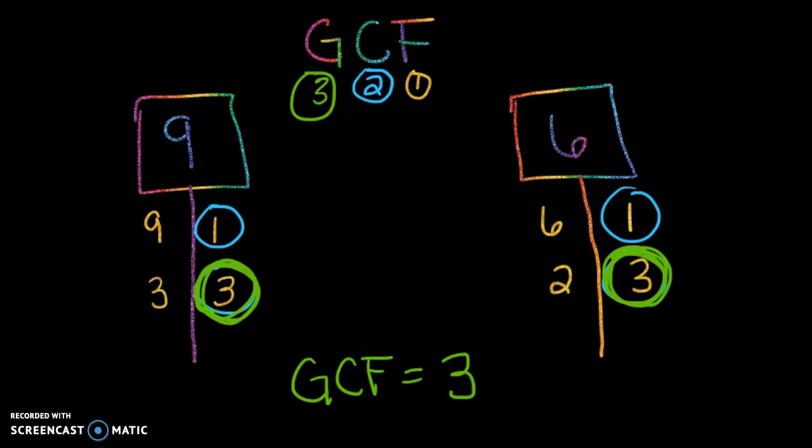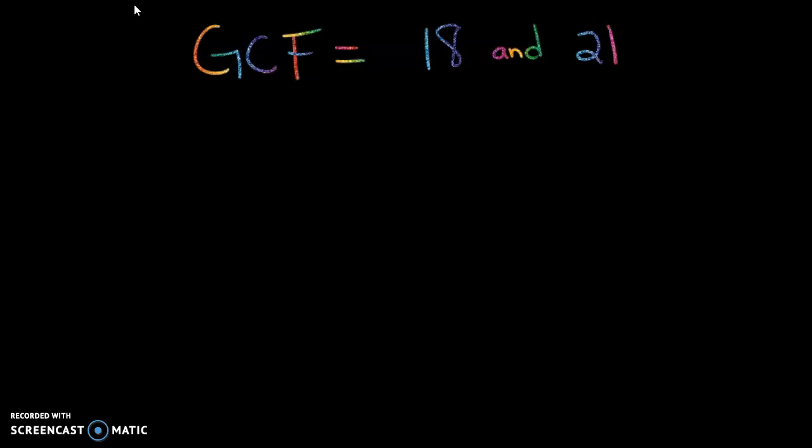Okay, let's go to another one. I haven't found my colors if you can't tell. Okay, I want to find the GCF of 18 and 21. The GCF of 18 and 21. So the first thing I'm going to do is step 1, just list your factors. So we have 18, make a little chart, and 21. Or 20, don't mind me. 21.